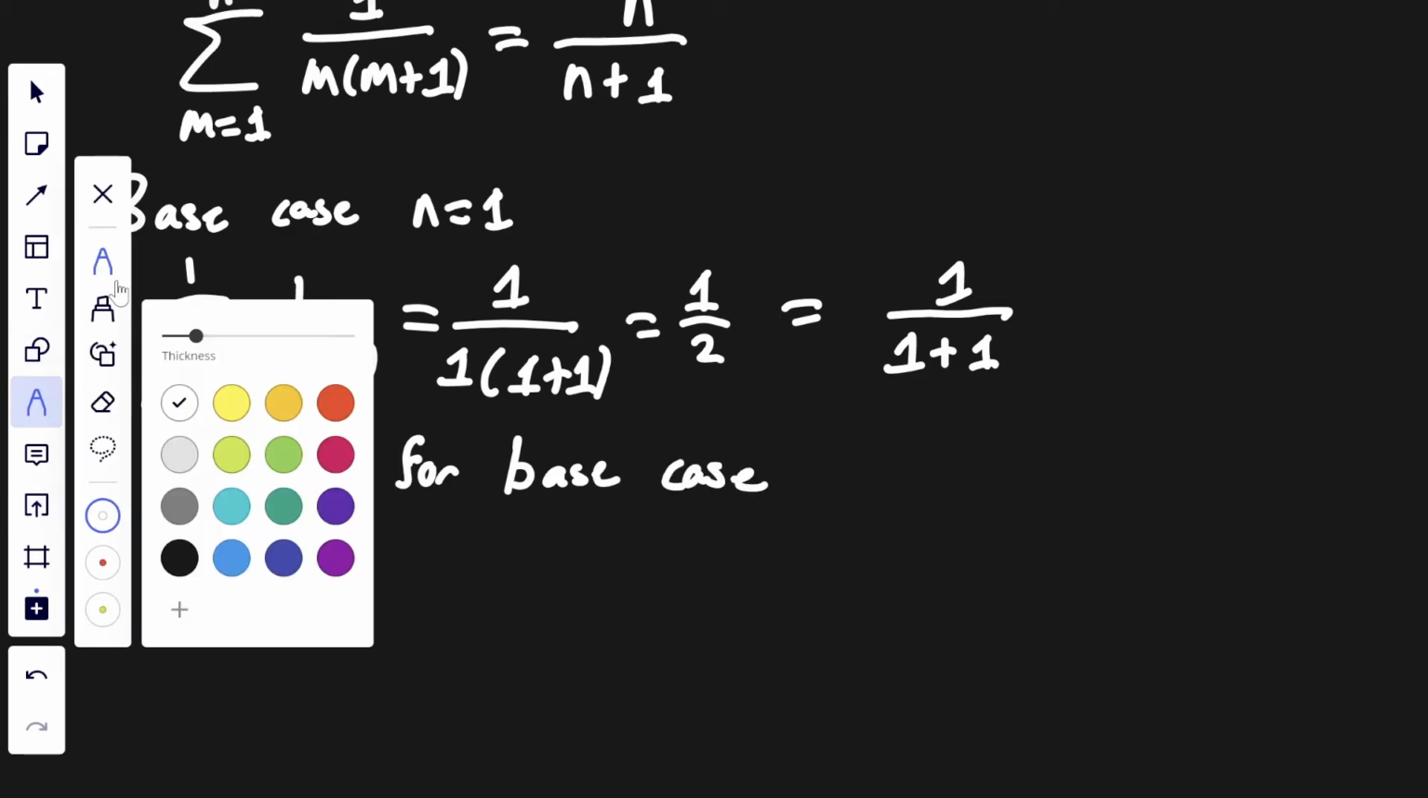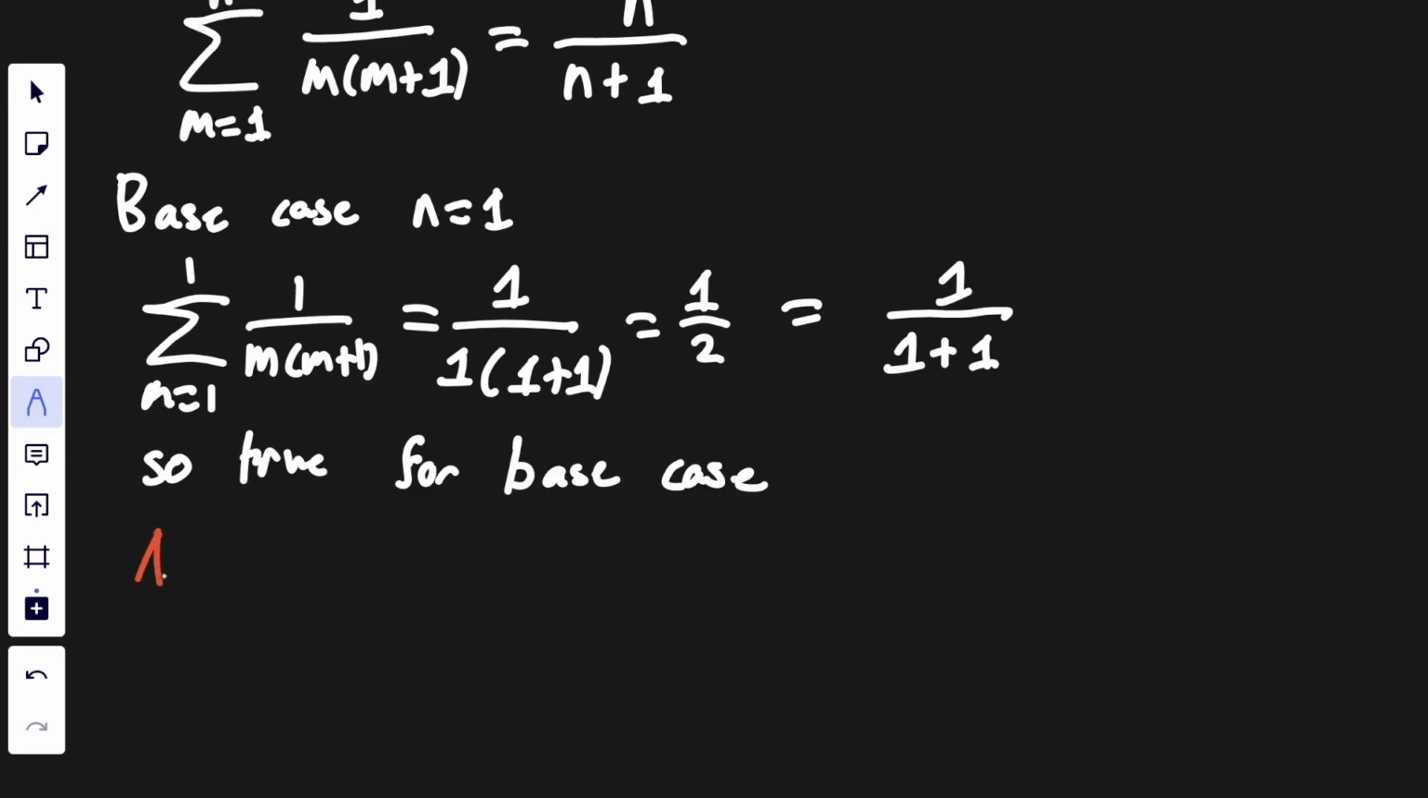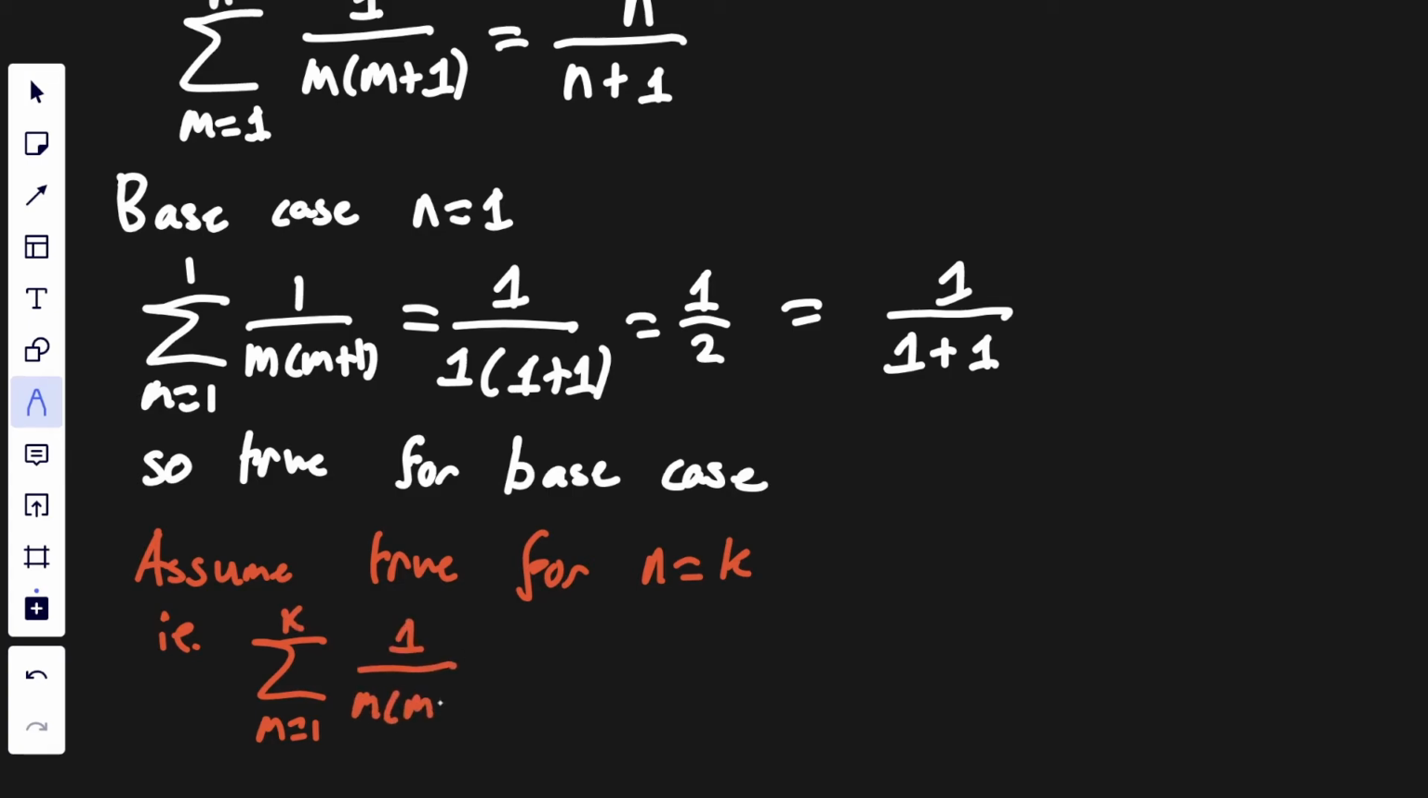Next, we're going to do our assumption step. So assume true for n equals k, i.e., so we're just stating what this means. The sum from m equals 1 to k of 1 over m times m plus 1 is equal to k over k plus 1. So all we've done is replace k with n in our original expression at the top here.